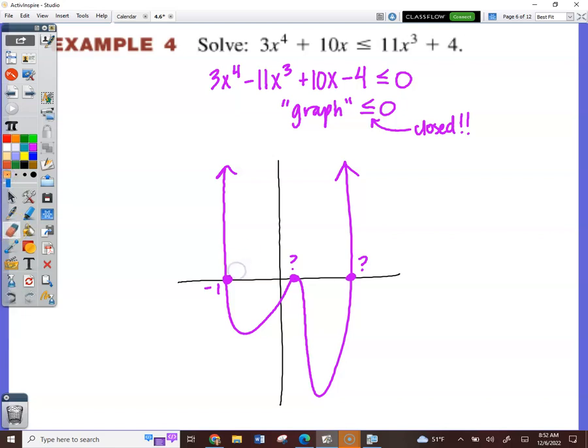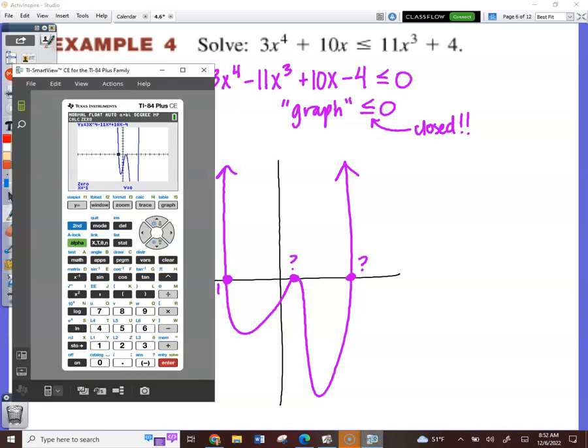Now I need to know that one. And I have no clue what's actually going on there. So what would be a smart idea here? Zoom in. Let's zoom in and see if that's crossing or bouncing. So I'm going to hit zoom in, and it's going to say, where do you want the cursor? I'm going to move the cursor right over there. I need it to zoom in right there. I need to know what's happening.